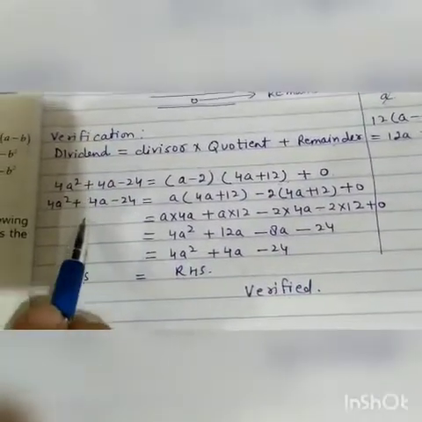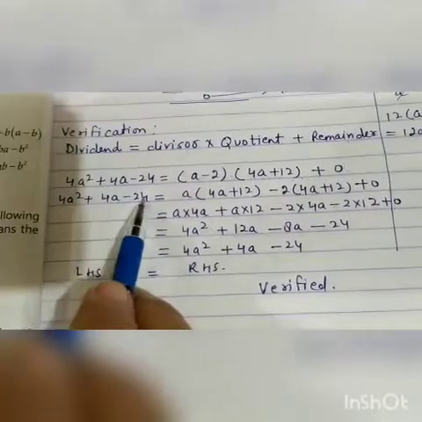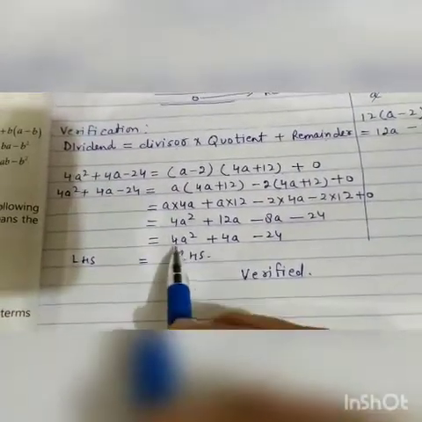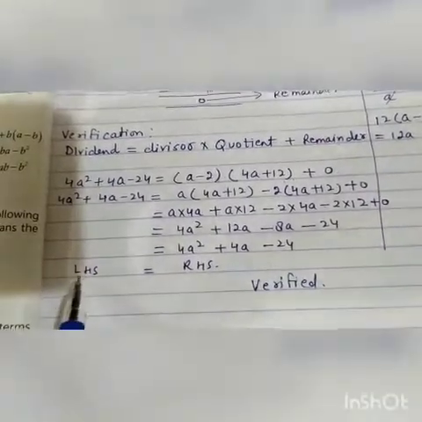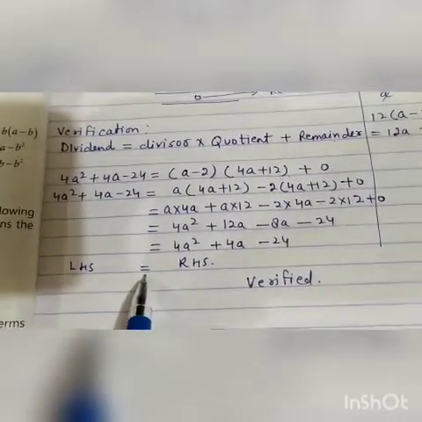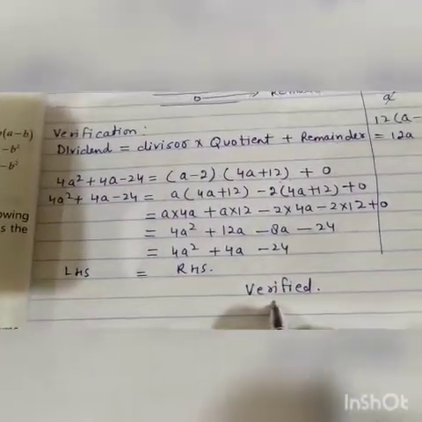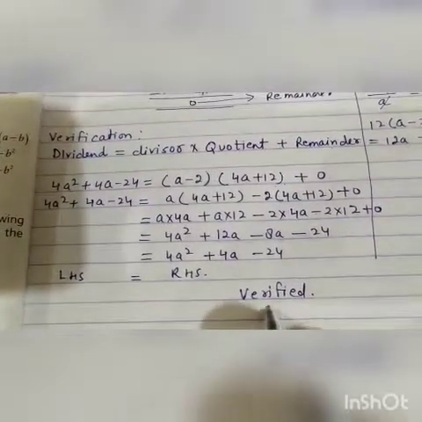And what is the left side? 4a square plus 4a minus 24. And what is the right hand side? 4a square plus 4a minus 24. So left hand side is equal to right hand side. So it is verified. Clear?